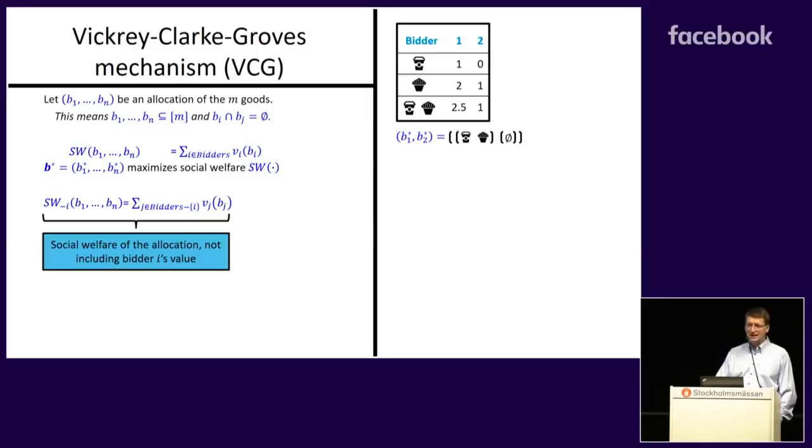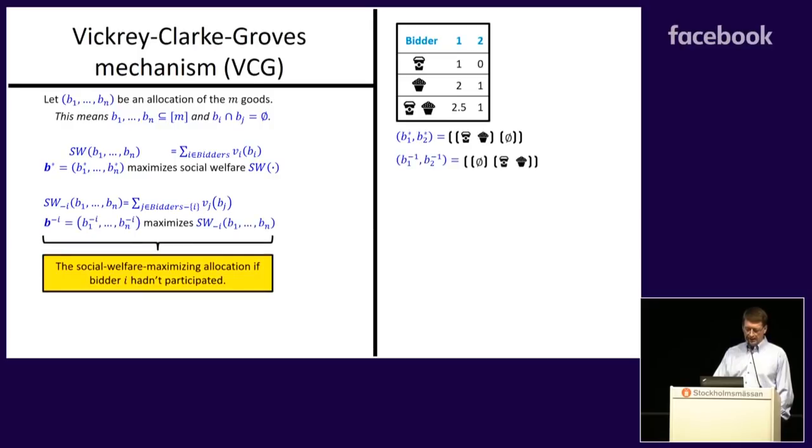SW minus i is the social welfare of an allocation not including bidder i. So how well off are the other bidders in the allocation? And B minus i is a notation for the social welfare maximizing allocation if bidder i hadn't participated. So if bidder i hadn't submitted any bids, had stayed at home, the other guys would have won more things, and what would that allocation have been?